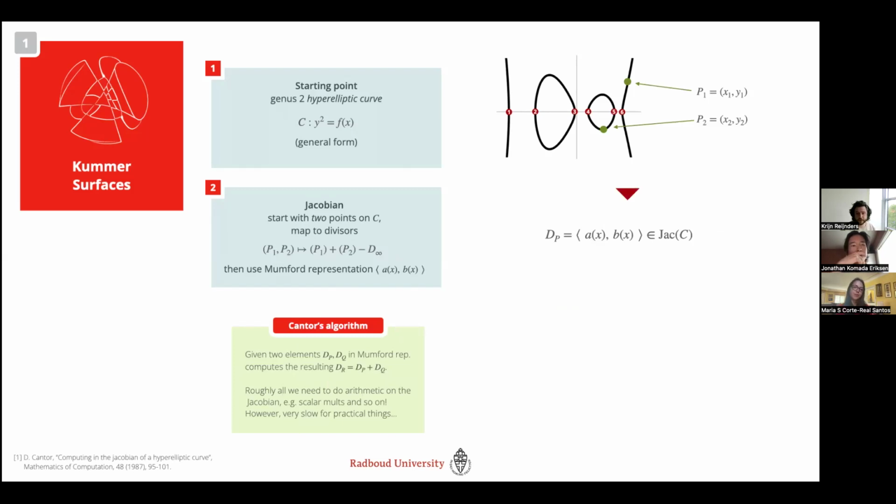Now, if we have such a Mumford representation for two divisors, there is an algorithm by Cantor that computes the third divisor, this D_R. And so this allows us to add points and to do scalar multiplication on this Jacobian. But for practical purposes, it's actually quite slow. And this is why we want to move to the Kummer surface, because we'll see that things will speed up quite a bit when we get there.